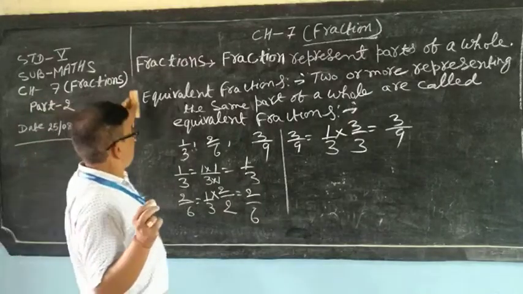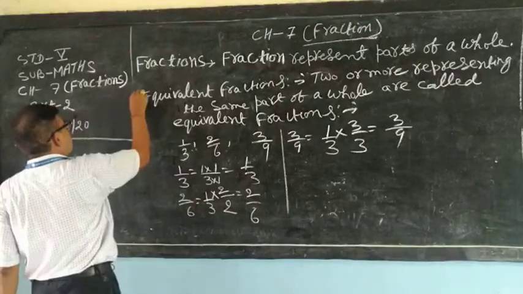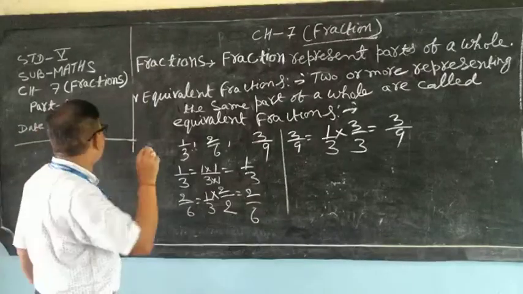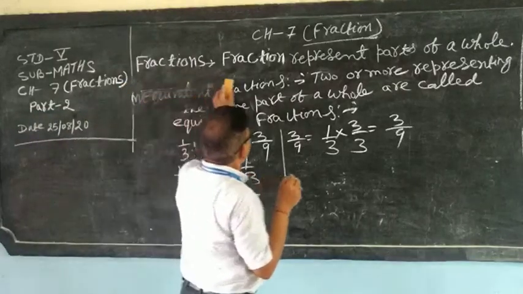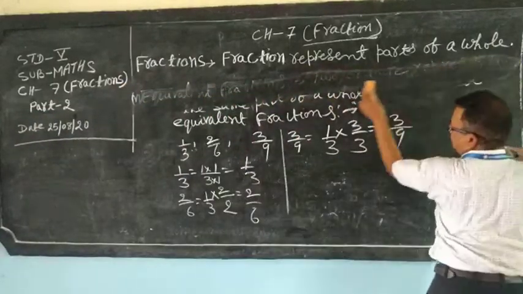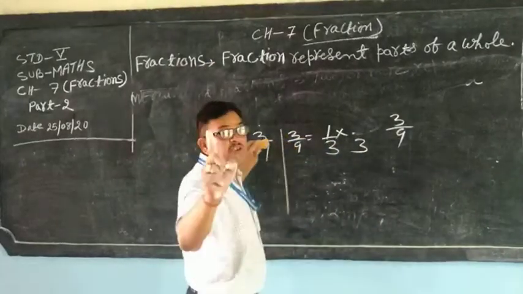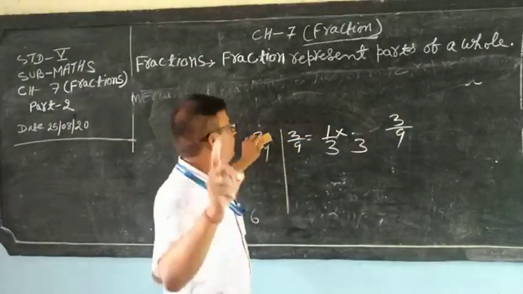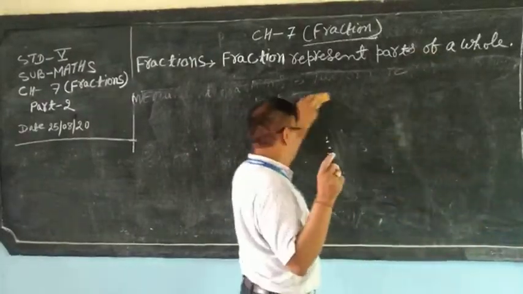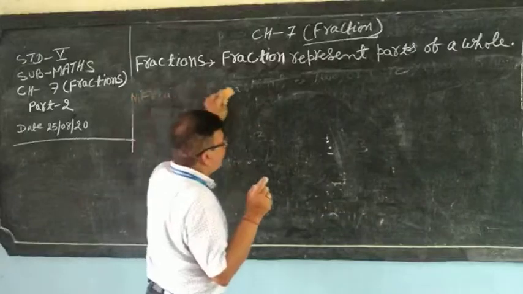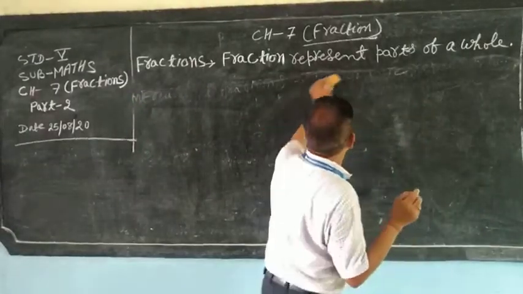Understood now? Up to 5 I have given in video part 1, and 6 I have written. Now 7, unit fraction. My dear student, what do you mean by unit? Unit means 1. If the numerator is 1, it is called a unit fraction. Whatever the denominator, that is not the problem.